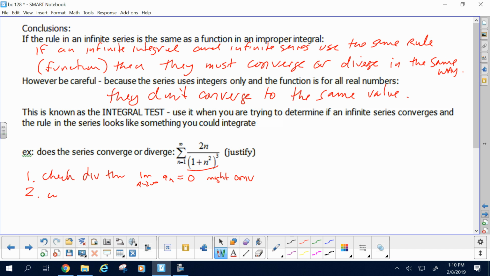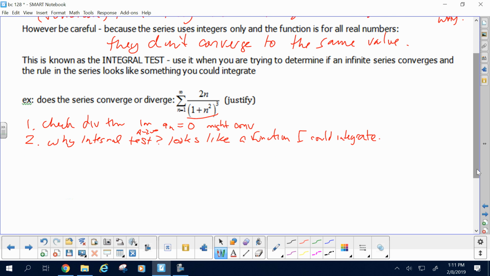So now the question is, why integral test? What in this problem tells me I should use an integral test? Well, first of all, it's not geometric, it's not a p-series, and it's not telescoping, so I've got to do something else. What makes this an integral test is that this looks like something I can integrate. Now that could be a lot of things. Actually, the integral test is very powerful for you because you can integrate so many things. It's going to be an option in a lot of cases.